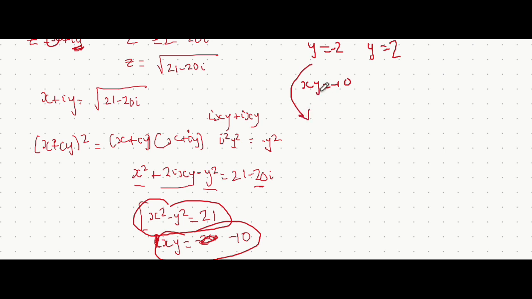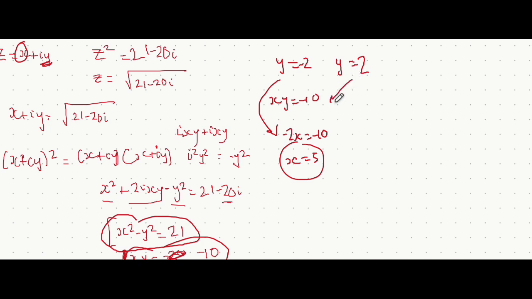So when you replace y with minus 2, it becomes minus 2x equals minus 10, and x is equal to 5. When you put y equals minus 2 into this expression, you get 2x equals minus 10 and x equals negative 5. Sorry, even I'm getting confused. Be careful with them pluses and minuses.